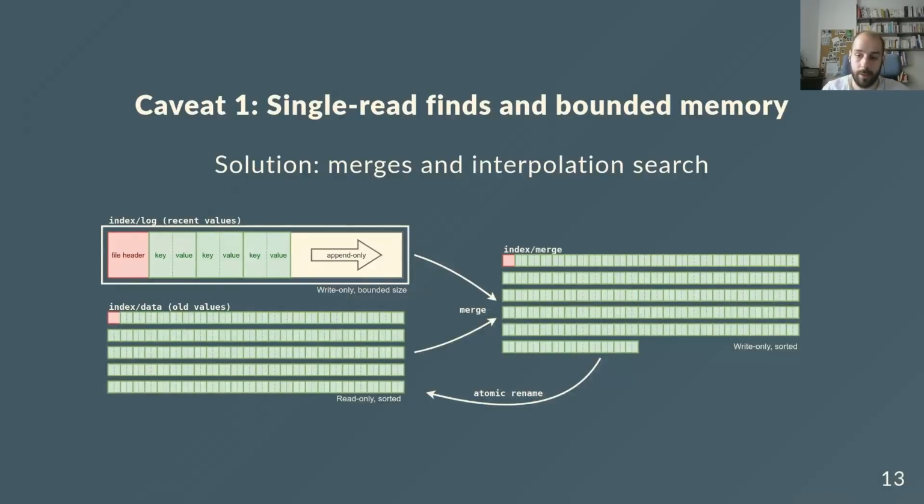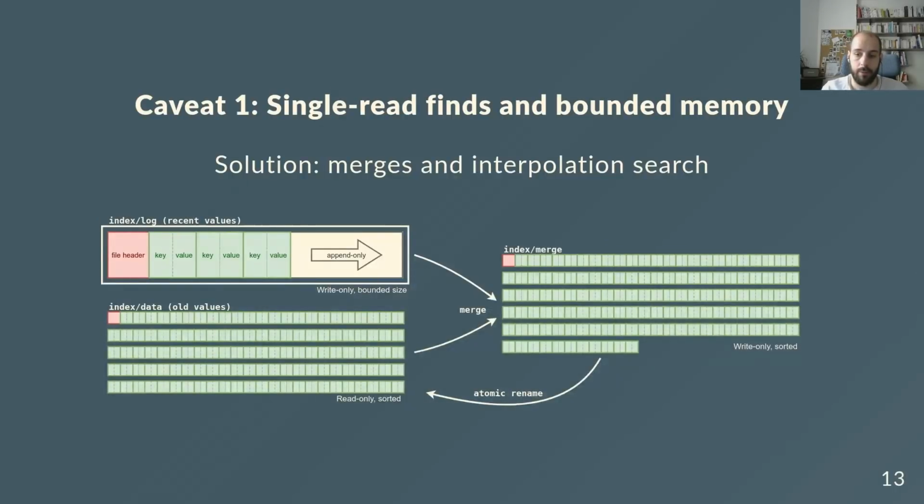So now we can find and we can add values to the log, but what happens when we reach that log size limit? When that happens, we write the log file into a new file, which we call the data file, and then we clean the log file. We empty it.